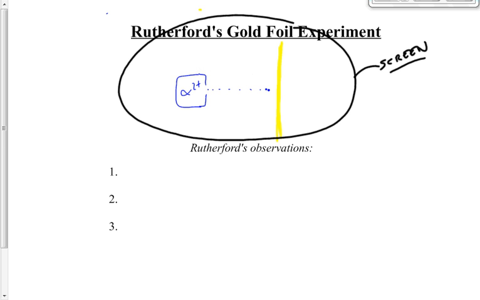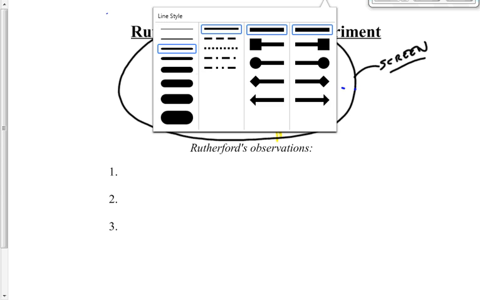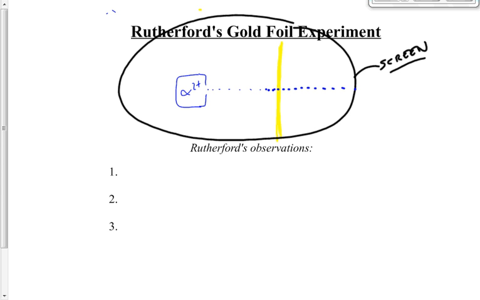And they make 3 observations. The first observation that they make is that most of these alpha particles, the vast majority of these alpha particles, they go straight through. Well, that's exciting, eh? Boy, that's really exciting after setting up this experiment. Find that, yeah, most of them go straight through.